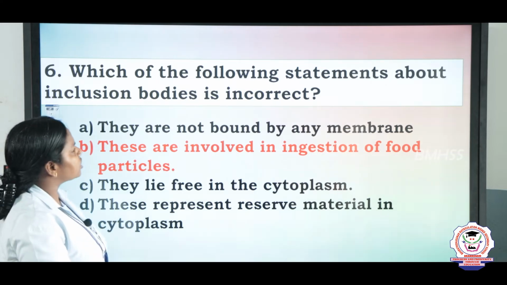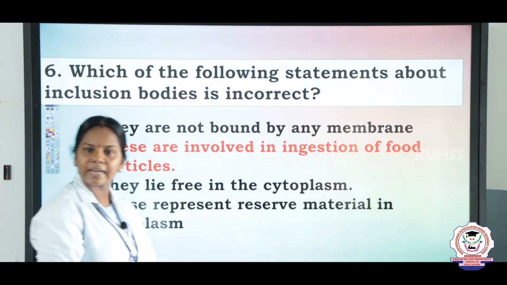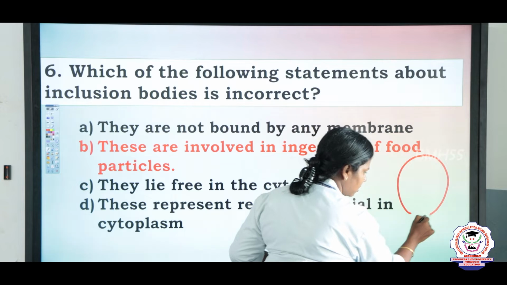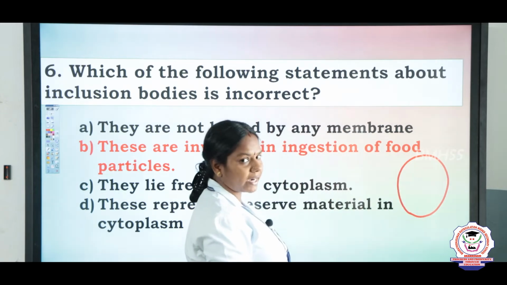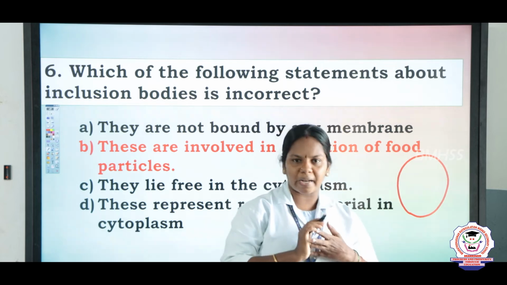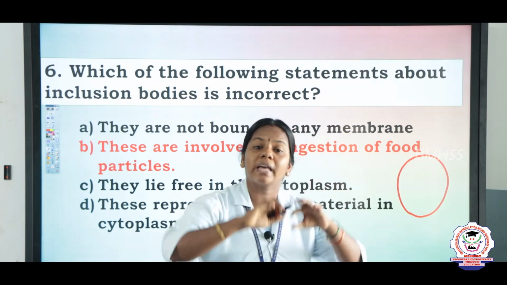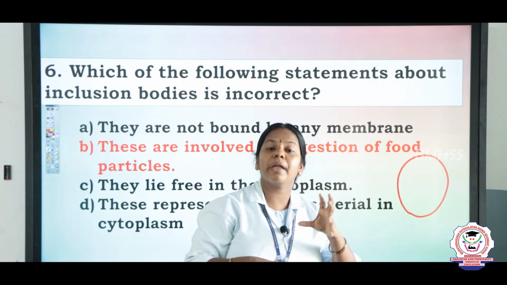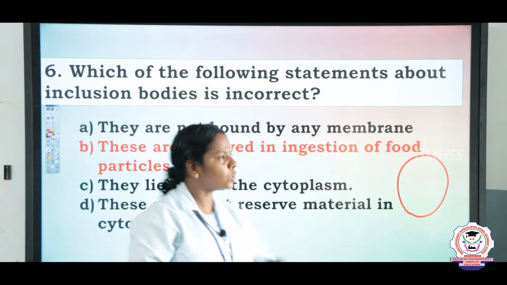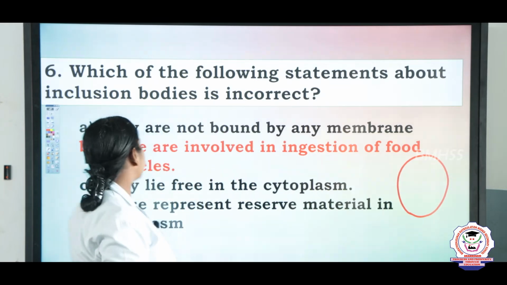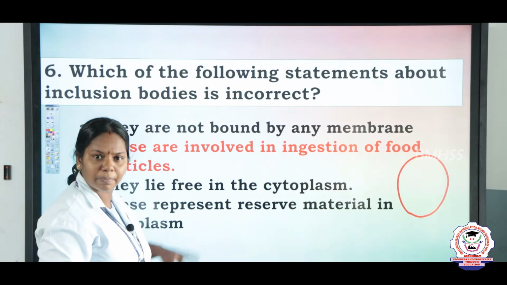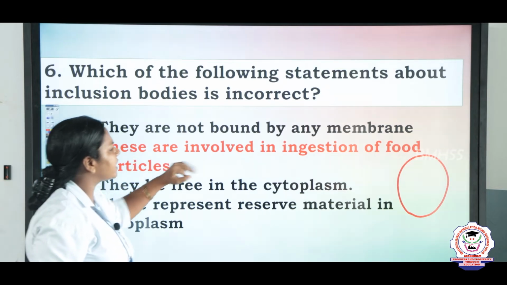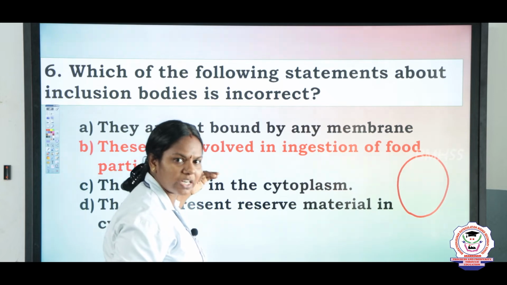Next, sixth question. Which of the following statements about the inclusion bodies is correct? What are inclusion bodies, children? In a cell, many of the organelles are membrane bound, but inclusion bodies do not have membranes, and they are found freely in the cytoplasm, and their main role is to store the food materials. So now we can discuss the characters relevant to it, right? They are not bound by any membrane, so it is a correct one. And the third option, these are involved in the ingestion of food particles. No, it is not the function of the inclusion bodies.